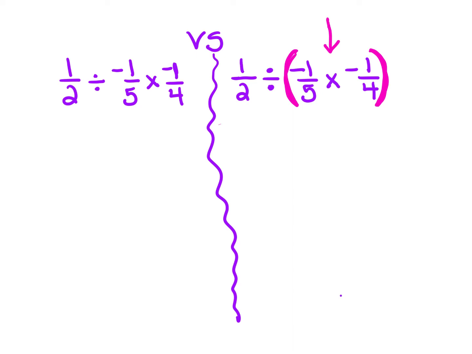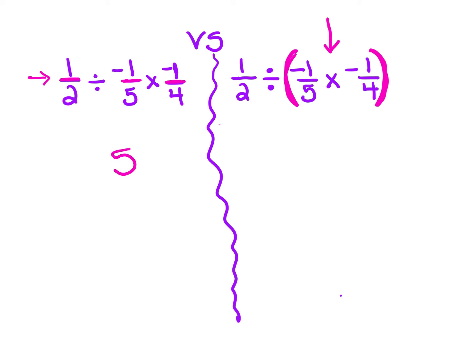So pick up your calculators and let's punch each of these problems into our calculator. We're going to start with the first problem. Punch in 1 ABC 2 divided by -1 ABC 5 times -1 ABC 4. Hit equals and write down what you get.